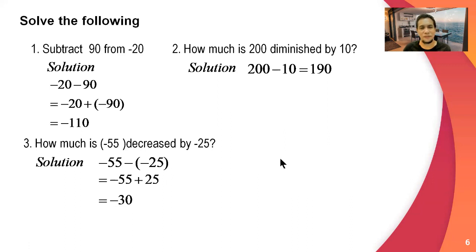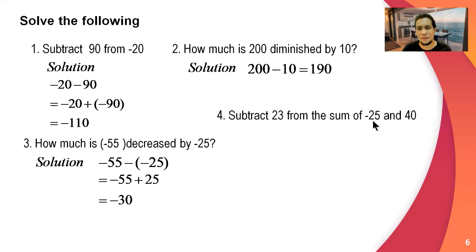Okay. Next. Subtract 23 from the sum of negative 25 and 40. And by the way, class, I want to make a correction for this. This is 30, not 40. So in the problem, we're going to subtract 23 from the sum of negative 25 and 30. First, we're going to add negative 25 and 30. Minus 23, which is our subtrahend.